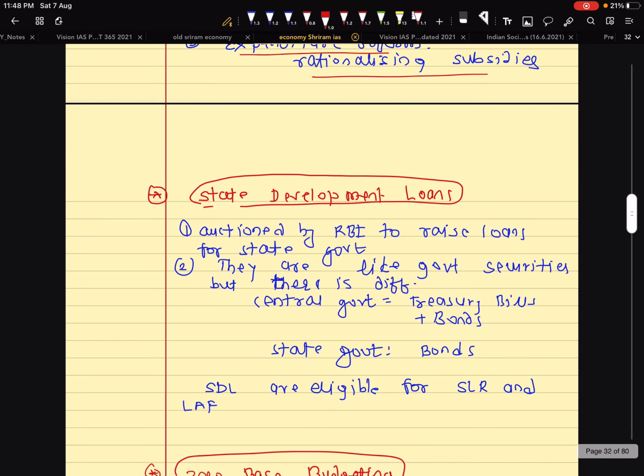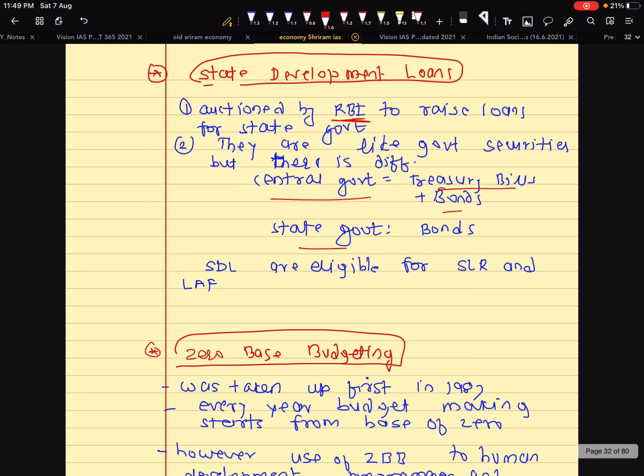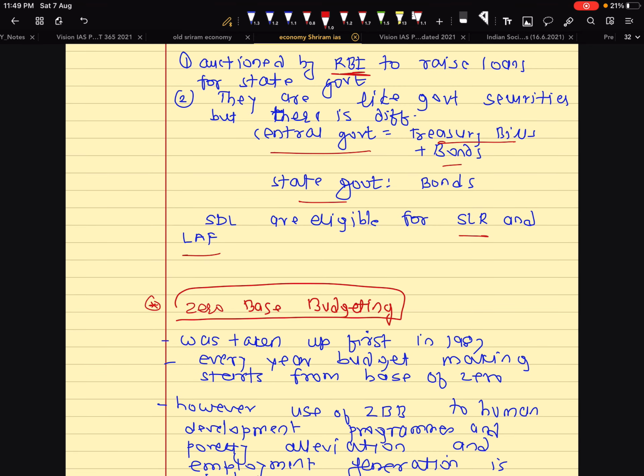Then, what is meant by state development loans? These are loans raised by the state, with the help of the RBI, and they are government securities. But there is a difference: the central government can issue both treasury bills and bonds, while state governments issue only bonds, and they are eligible for the statutory liquidity ratio or liquidity adjustment facility.